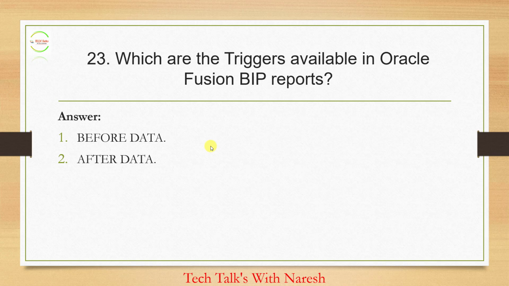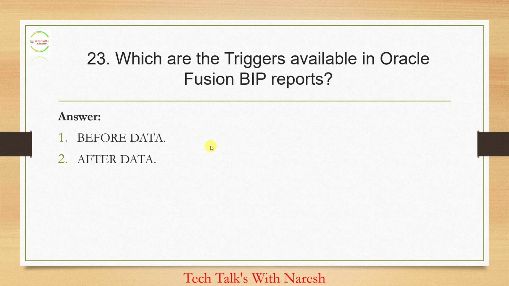Okay, then which are the triggers available in Oracle Fusion BIP? Basically in Oracle Apps R12 we have the RDF reports, and in an RDF report we have four types of triggers. All four triggers are not used in Fusion. There we have the before report and after report, but here we have the before data and after data. So these two triggers we will use.